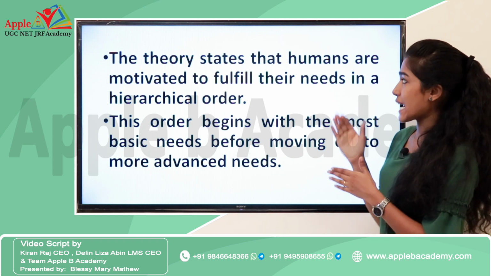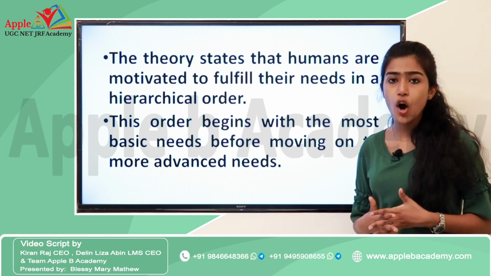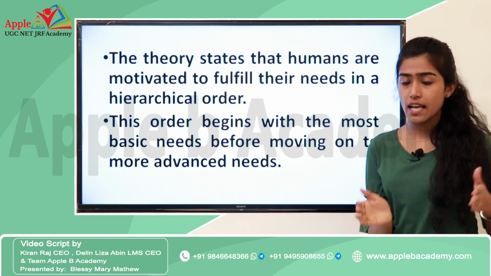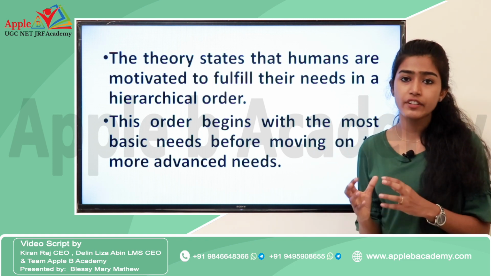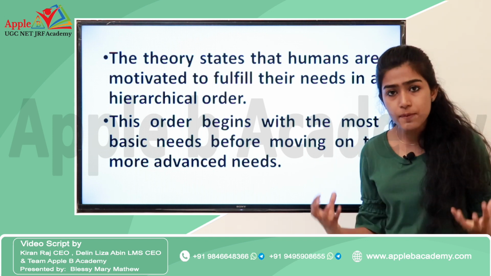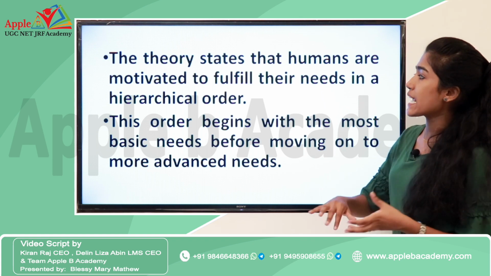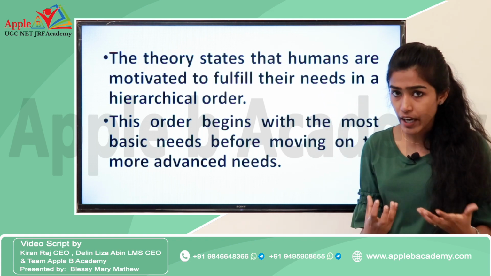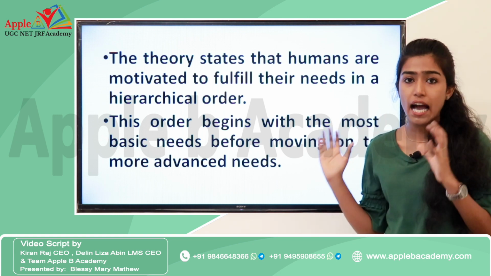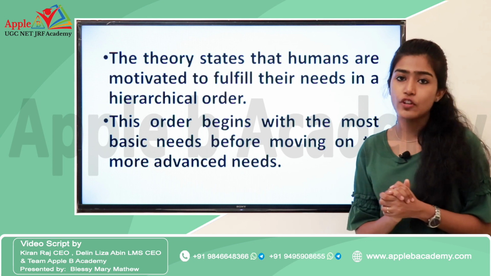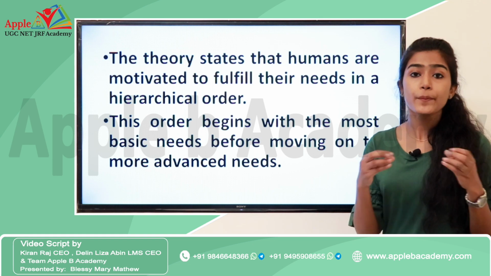So what this theory states is that humans are motivated to fulfill their needs in a hierarchical order. As we have already discussed, we have different types of needs, and this hierarchy proposed by Maslow explains the human motivation in pursuing those needs. He is making a hierarchical order of the various needs of human beings, based on the motivation that we have to pursue them.